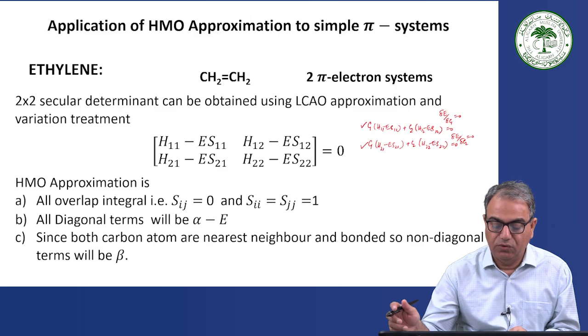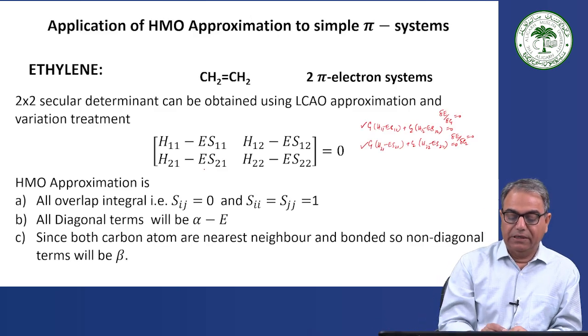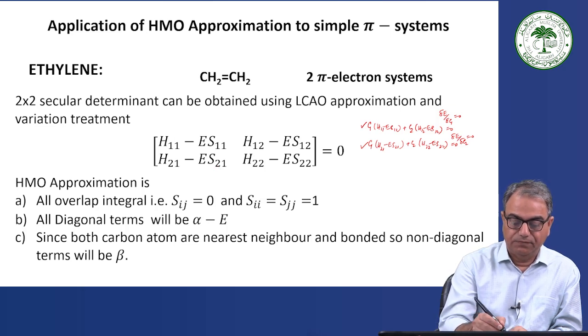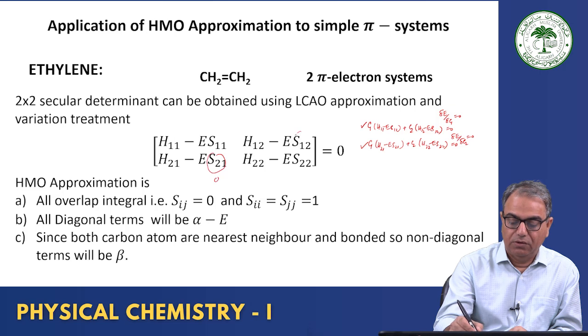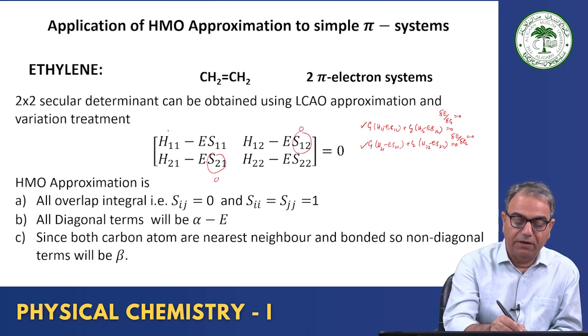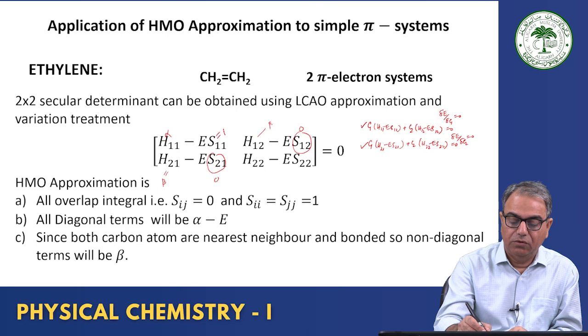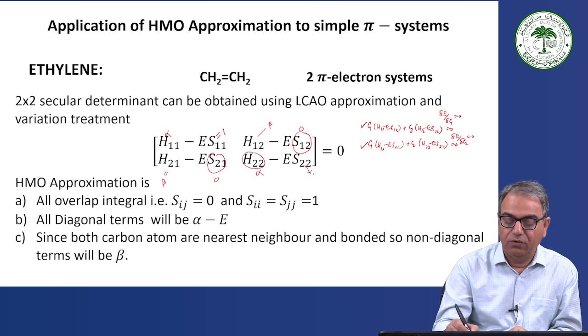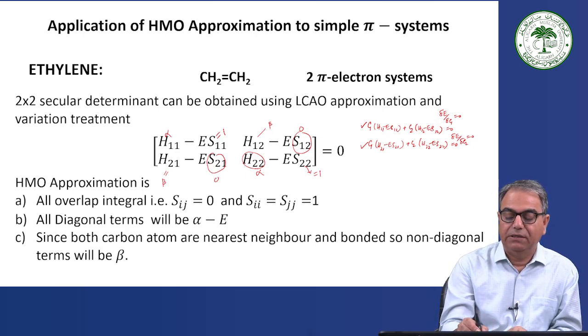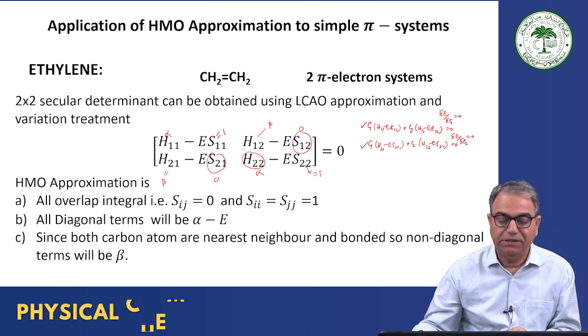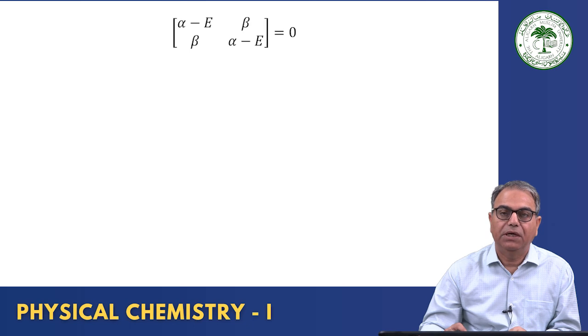Here you have S21. So S21 will become equal to 0, Sij is 0. So this will become 0, this will become alpha, this will be equal to 1, this will be equal to beta, this again beta, this again alpha, H22 alpha, then S22 equal to 1 and this will be E. So what do you have? You have alpha minus E, then the second term is beta in the first row; in the second row beta minus 0, so beta, and now alpha minus E.